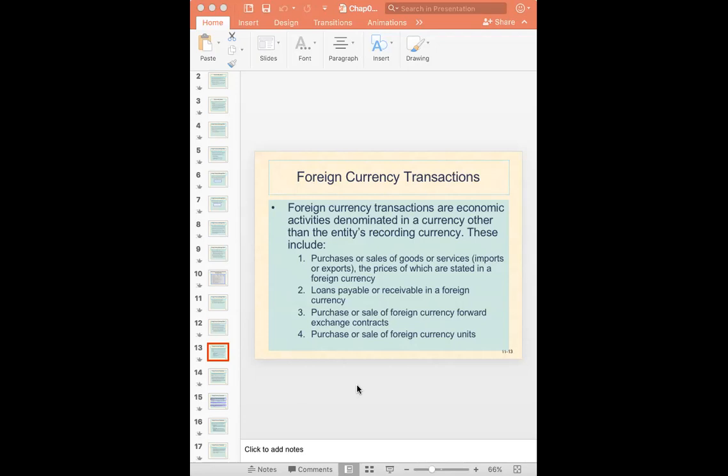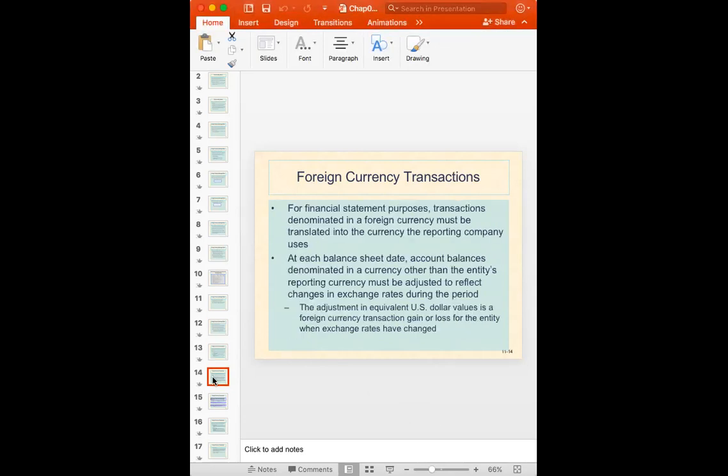So the adjustment in equivalent US dollar values can result in a foreign currency transaction gain or loss for the entity when the exchange rate has changed. The adjustment will cause the transaction gain or loss for the entity.